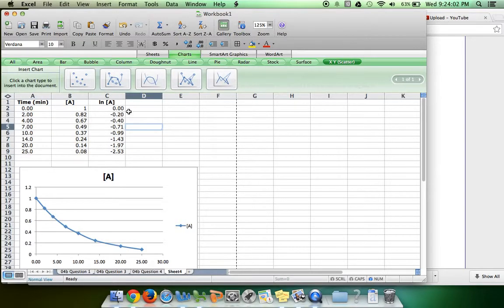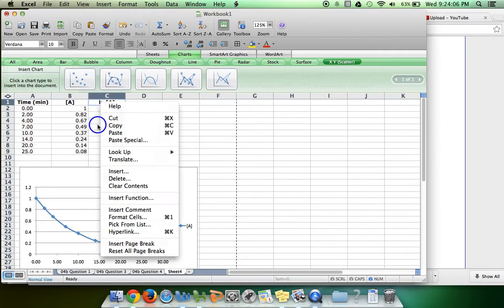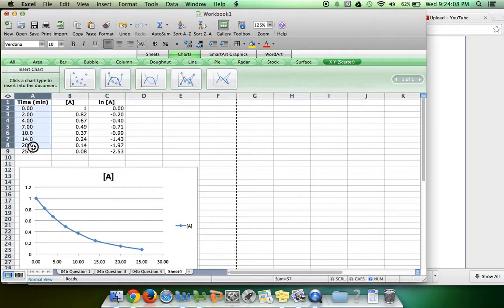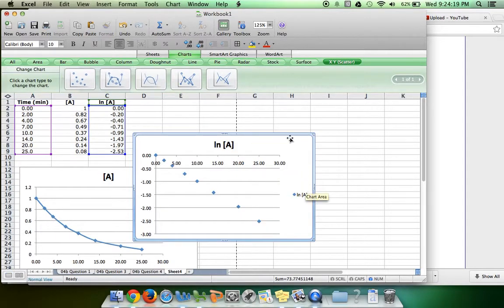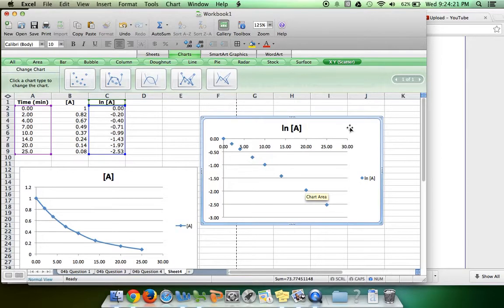Okay, so now I'm going to graph time, and I'm going to control click. Oops, excuse me, I'm going to drag these, and I'm going to do command click. So not control click, but command click. And that's going to let me highlight X and Y when they're not next to each other. And click on my graph. And there it is, ta-da! There's my natural log of A, and I see that it is a straight line, so that means it is first order.